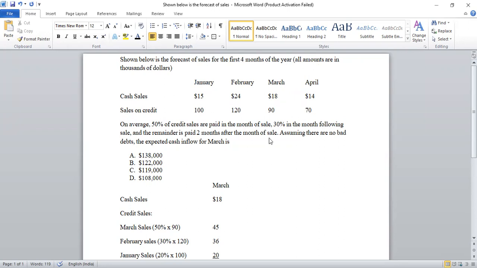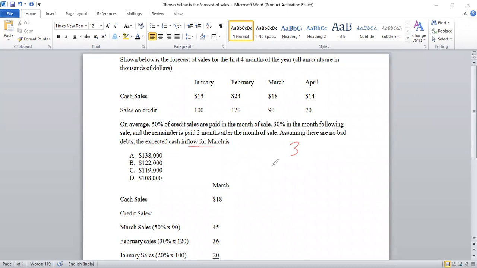See, the terms of credit are given as on average 50% of credit sales are paid in the month of sale, 30% in the month following sale, and the remainder is paid 2 months after the sale. So a total time period of 3 months is allowed for the customers to make the payment. So to receive this amount, a total time period of 3 months has to be taken into account. Then, assuming there are no bad debts, the expected cash inflows for March.